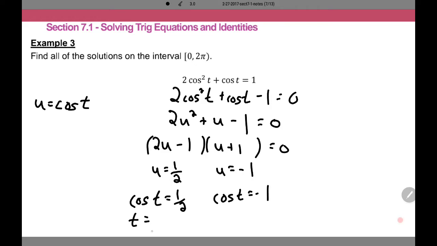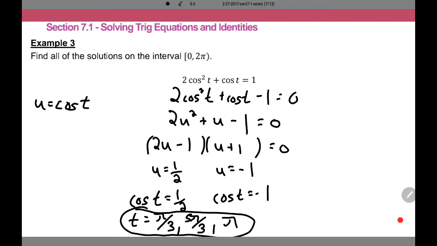And we look at our unit circle, and we see that the cosine is 1/2 at pi over 3 and 5 pi over 3. And it's -1 when we have a pi. So those are my solutions here. Alright. So those, again, the first few are all just factoring.